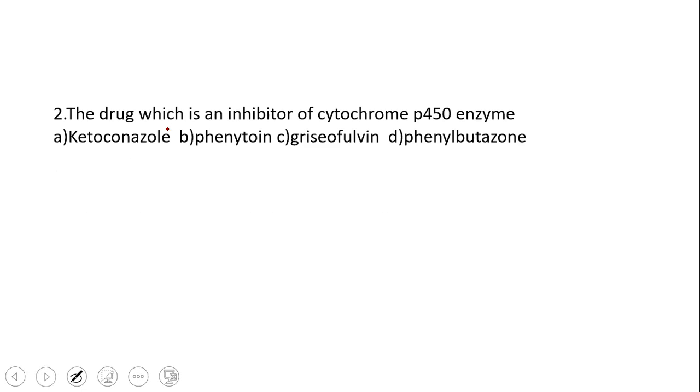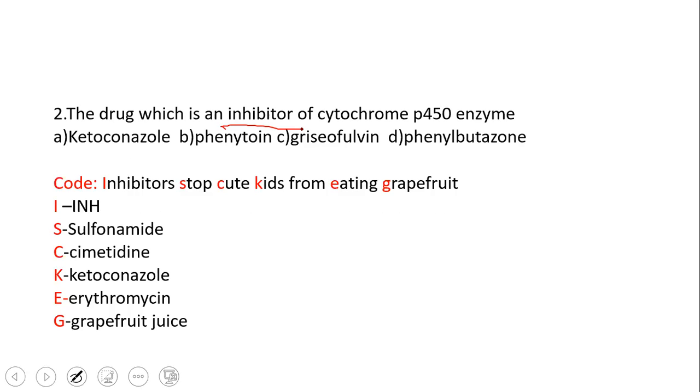Next question. Which drug is an inhibitor of cytochrome P450 enzyme? For this you have a code: "Inhibitors stop cute kids from eating grapefruit." Here I indicates isoniazid, S indicates sulfonamides, C cimetidine, K ketoconazole, E erythromycin, G grapefruit juice.